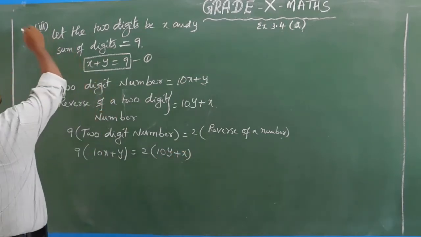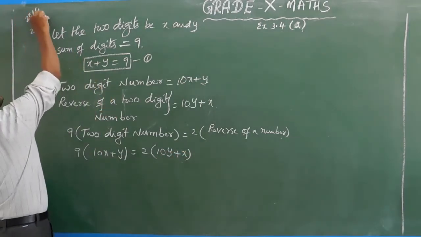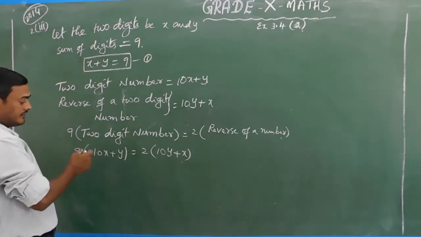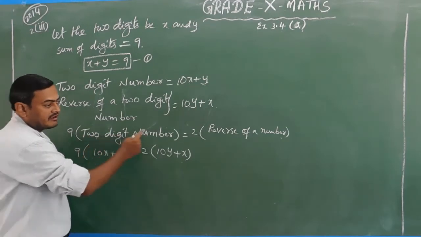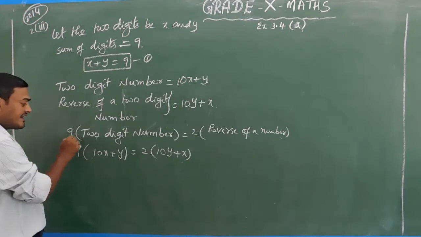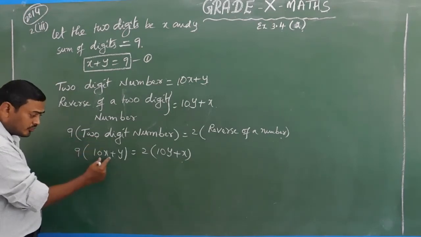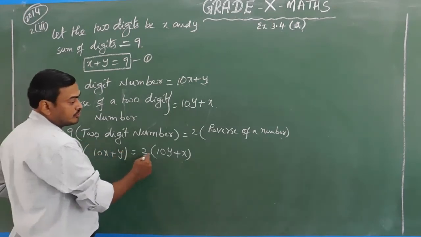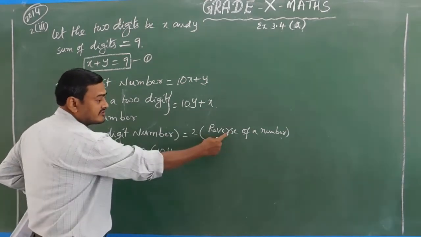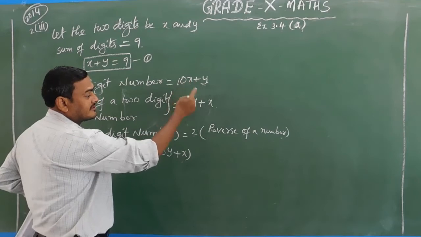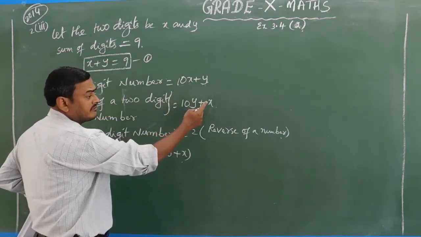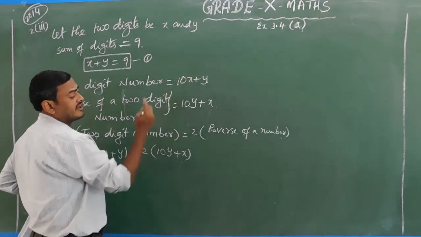This question was also asked in 2014 as a 4 marks question. Now 9 times the two-digit number, 9 into 10x plus y, equal to twice, that is 2 times, the reverse of the number. Already we wrote the reverse of the number: the unit place becomes the 10's place, and the 10's place becomes the unit place.